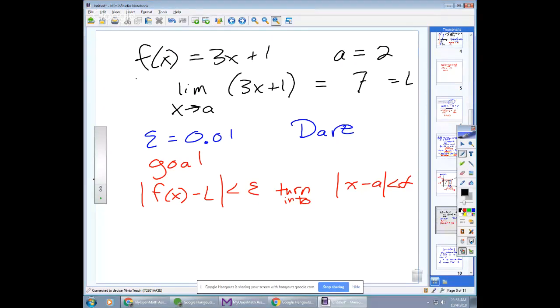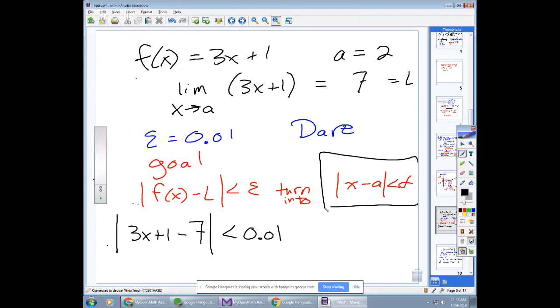3x plus 1, so I'm just going to rewrite this expression. Absolute value, 3x plus 1. Then I subtract the limit. What's the limit? 7. That has to be less than 0.01. So I just plug in all the known information. What will happen when you do that is this weird-looking red expression will turn into something much more concrete. Now we just have to evaluate that concrete thing and try and make it look like that.